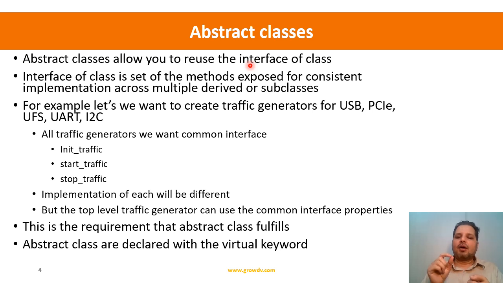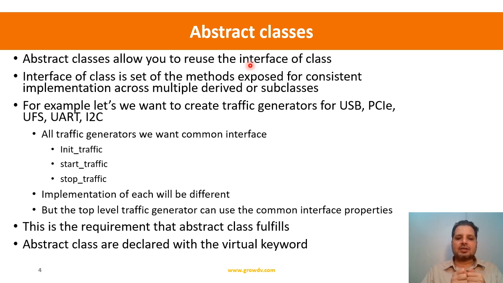So when I say USB traffic gen dot start traffic, I have a consistent interface, and I can say UFS traffic generator dot start traffic. So I can just say that and it will work. Internally, that particular traffic generator will take care of whatever needs to be done for that specific IP. But the top level traffic generator doesn't have to worry about what the low level traffic generator is doing. Okay, so this is the common interface that I want to reuse across all the low level traffic generators.